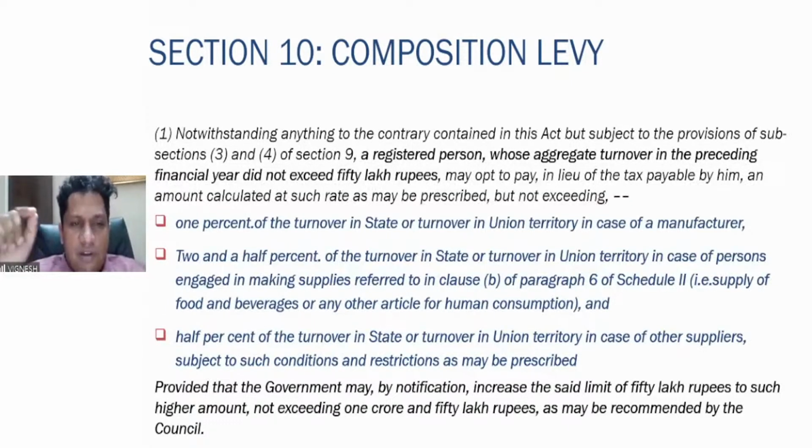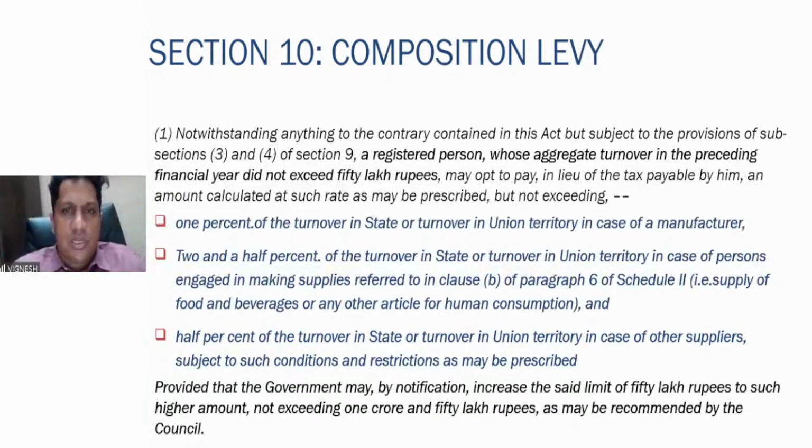The second concept is given for restaurant services: 2.5% of turnover in case of persons engaged in supplying as per clause B of paragraph 6 of Schedule 2, that is, supply of food and beverages or any other article for human consumption. So in this case, 2.5%, that means 5%. So the simple point, in case of the composition scheme, tax rates will be 2% for a manufacturer and for a restaurant business it is 5%. And the third one, 0.5% of the turnover in case of other suppliers, subject to such conditions and restrictions.